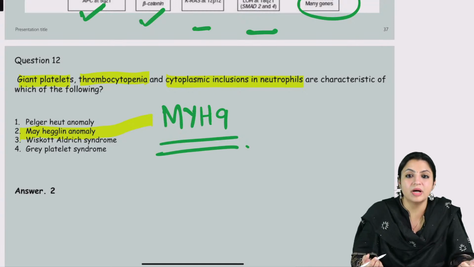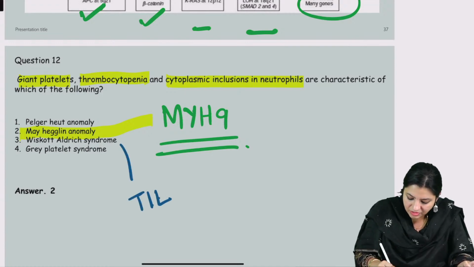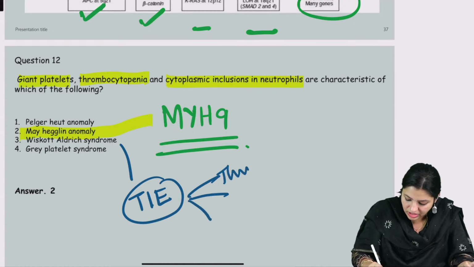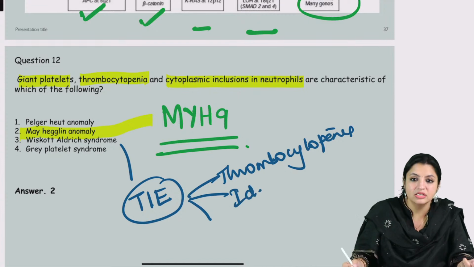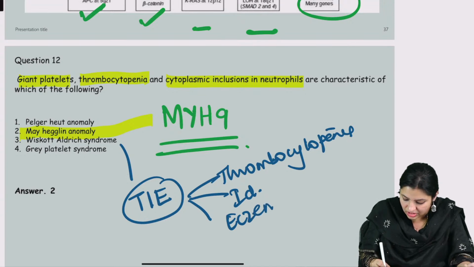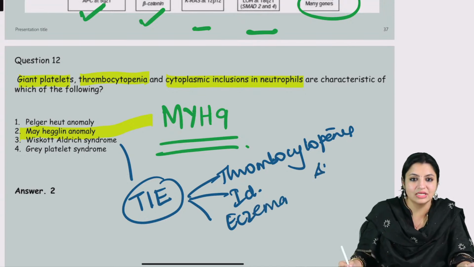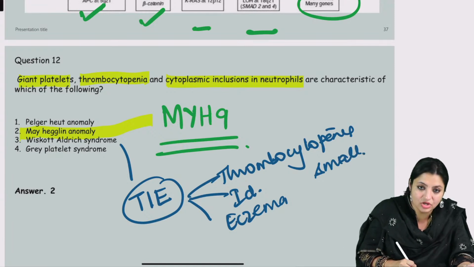Pelger-Huet anomaly is binucleate neutrophils. Wiskott-Aldrich syndrome is small platelets. It's typically remembered as TIE. It presents with three things: thrombocytopenia, immunodeficiency, and eczema. And the platelets are usually small here. And the gene here is the WAS gene, and it's an X-linked disorder.